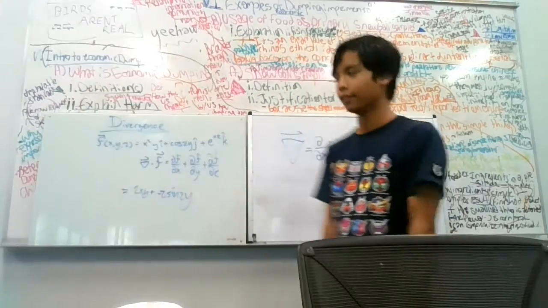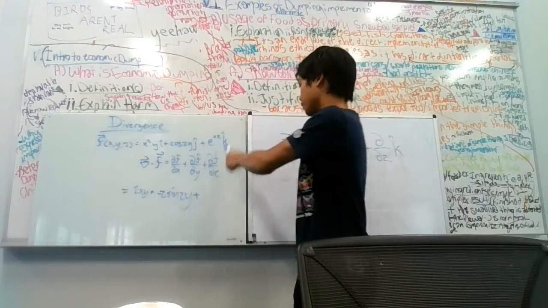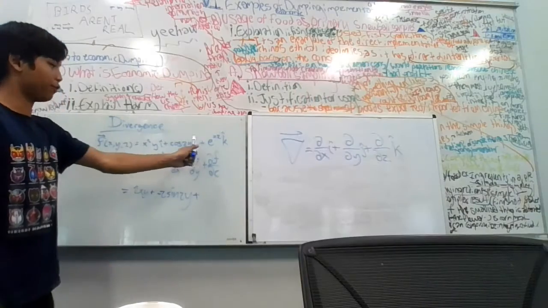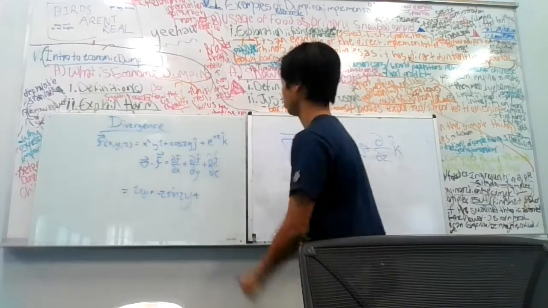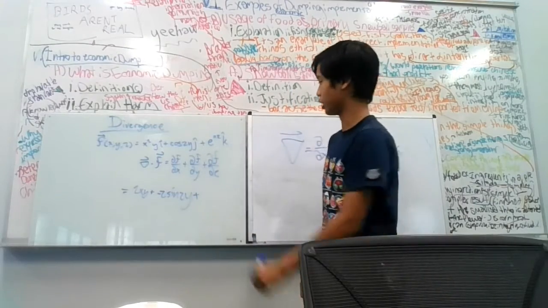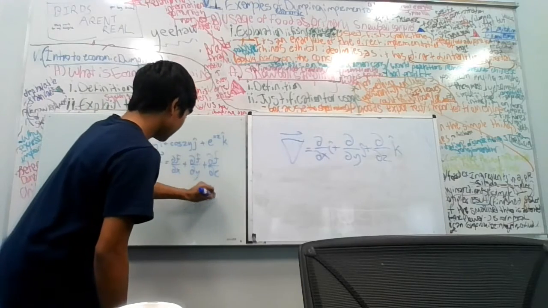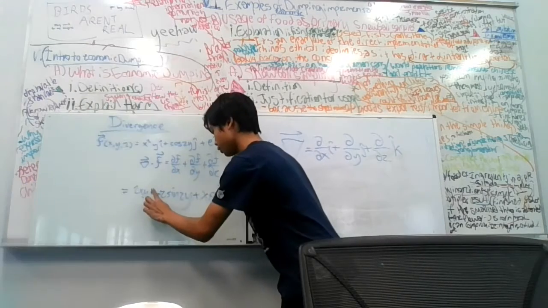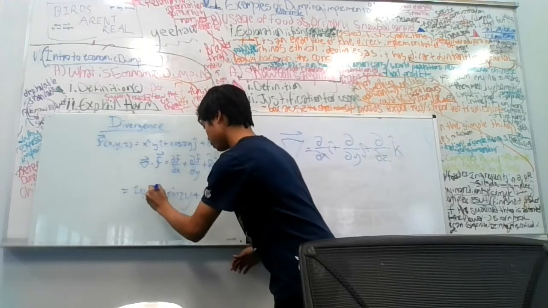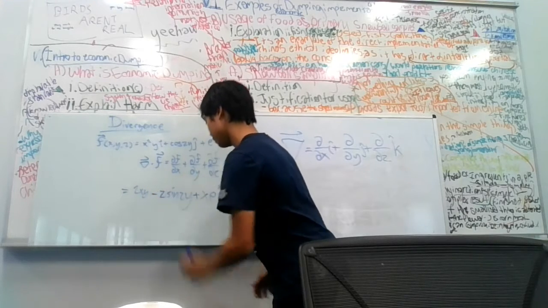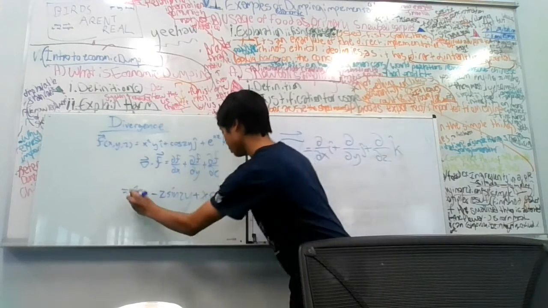Next partial, e to the xz in terms of z. Derivative of e to a variable power is itself. Derive the term inside that expression using the chain rule, you get x e to the xz. Change this plus minus to just a minus. There are no like terms to add together, so we're done.